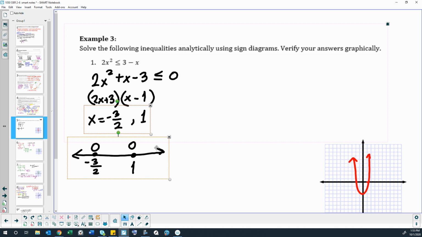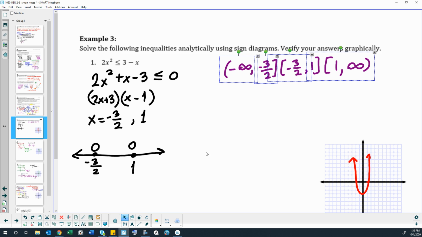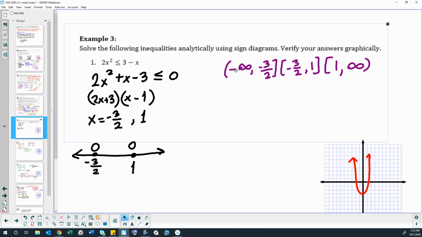And now that we have that visual of the zeros we're working with, we can create our intervals for our chart and test values. So here's our intervals from negative infinity to negative 3/2, from negative 3/2 to 1, and from 1 to infinity. And notice how I've put brackets around the zeros because our problem is less than or equal to. So equal to means it would include the zeros in the answer, and that's what the brackets mean.